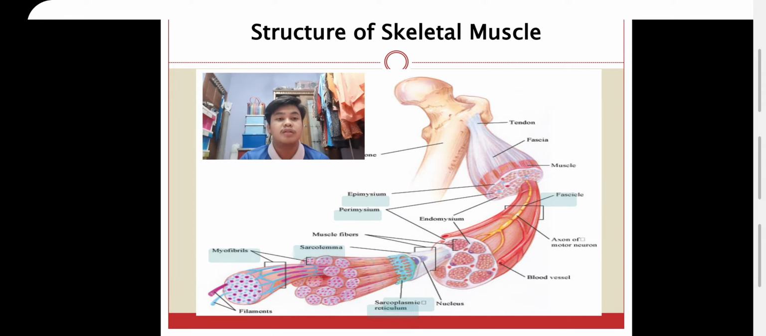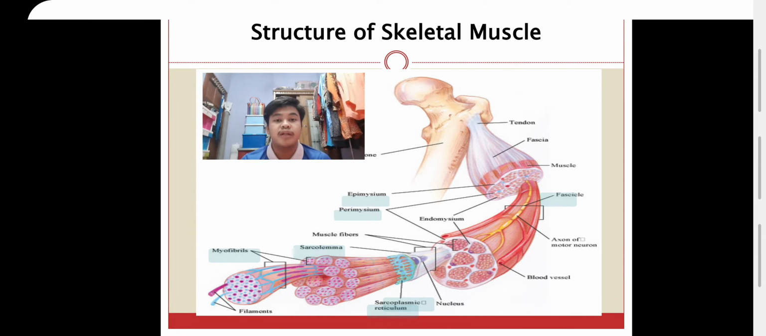Basically, the fascicle is a connective tissue and a bundle of muscle fibers that form the muscle. To form a muscle, a bundle of muscle tissue should form first. The fascicle is surrounded by the perimysium. The perimysium is located at the inner part from the epimysium.